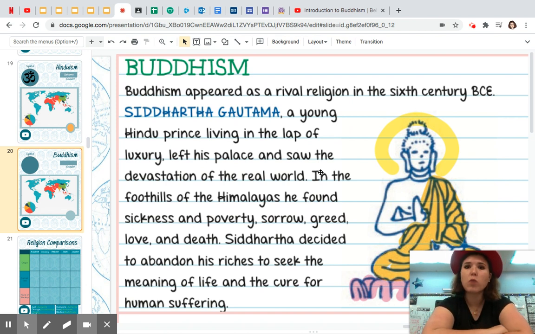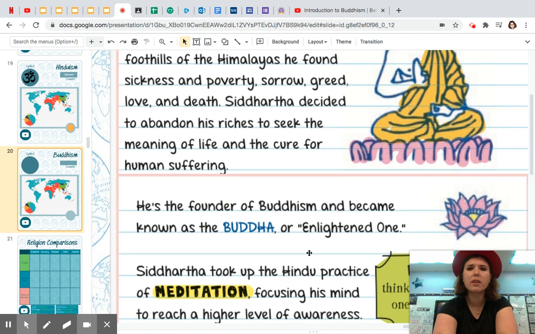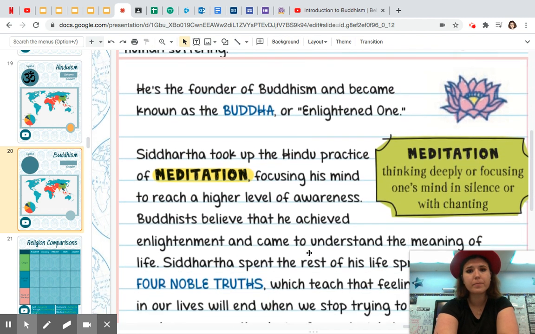Buddhism appears as a rival religion in the 16th century BCE. Siddhartha Gautama, a young Hindu prince living in the lap of luxury, left his palace and saw the devastation of the real world. In the foothills of the Himalayas, he found sickness and poverty, lack of substantial everyday life needs, sorrow, greed, love, and death.